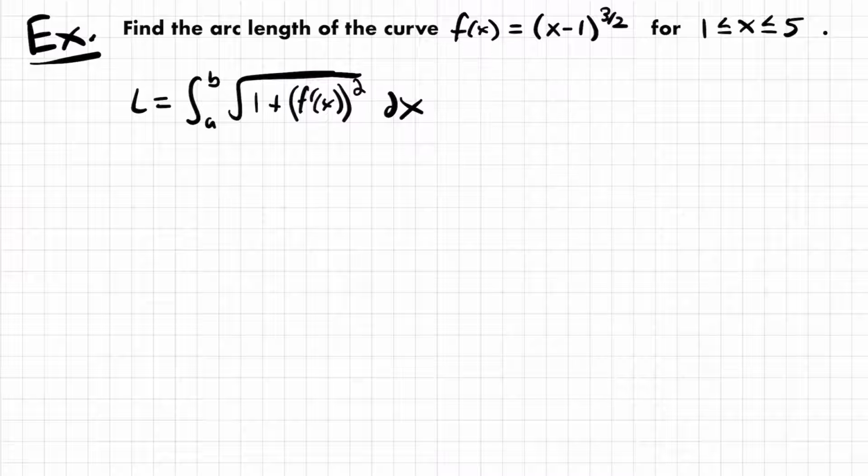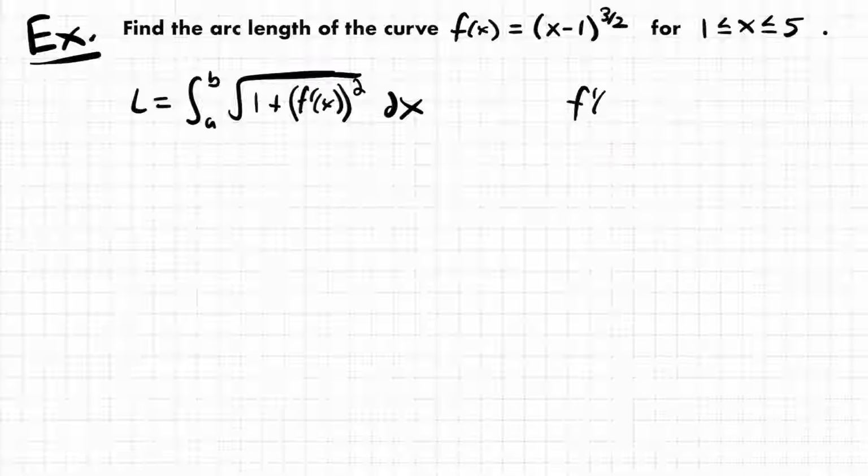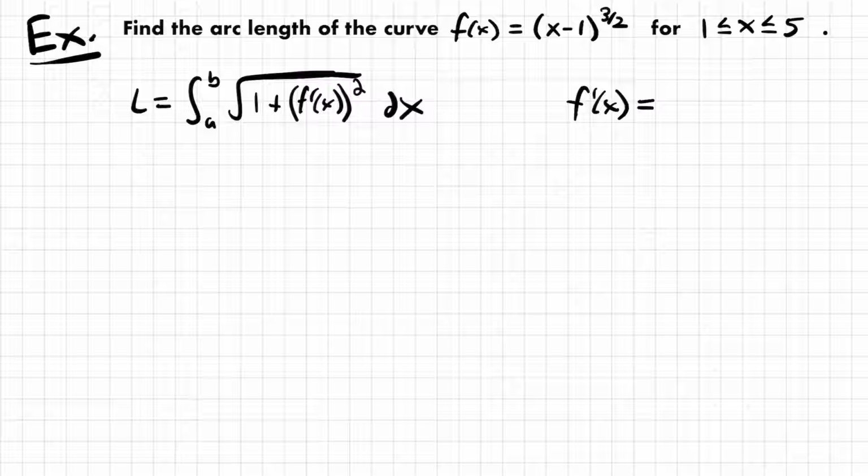And so f prime of x will be equal to the derivative of (x minus 1) to the 3/2 power. And so in order to take the derivative of this function, note that we have a composite function, which means that we need to use the chain rule. We'll start by taking the derivative of the outside function and then multiply by the derivative of the inside function. And so we'll use the power rule for our outside function. We'll multiply 3/2 down and then subtract 1 from the exponent. That's what the power rule tells us to do.